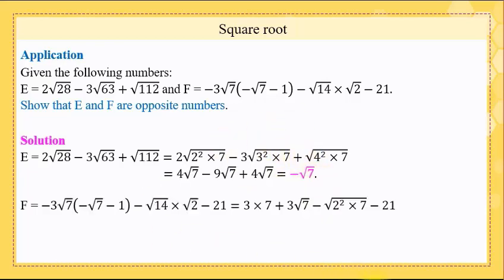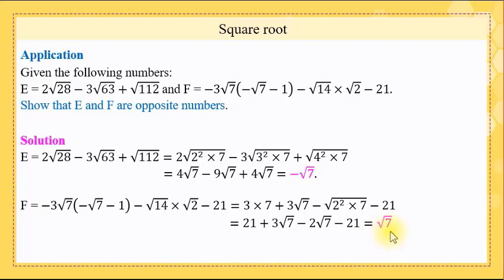Also in F, we expand minus 3 radical 7 into minus radical 7 minus 1 to get 3 times 7. Minus 3 radical 7 times minus radical 7 is 3 times 7. Minus 3 radical 7 times minus 1 equals 3 radical 7. Minus, we multiply these radicals and we decompose the number inside, which is 28. Then we calculate and we add and subtract the same radicals to get radical 7.